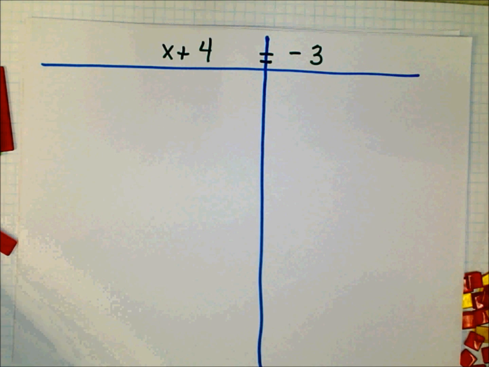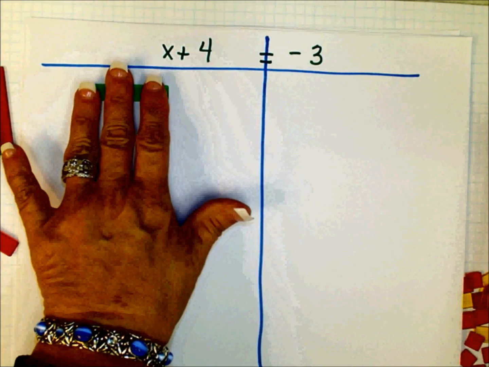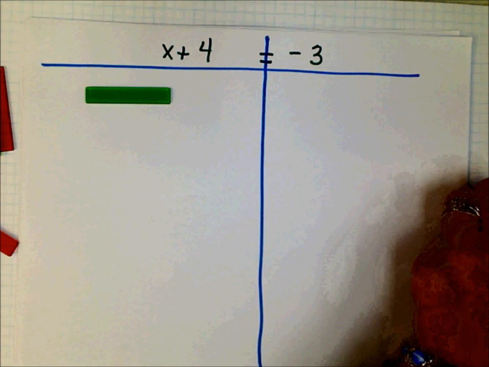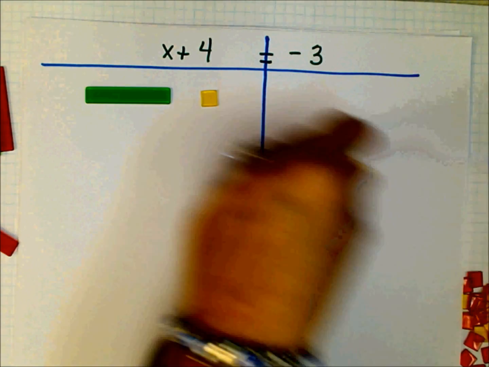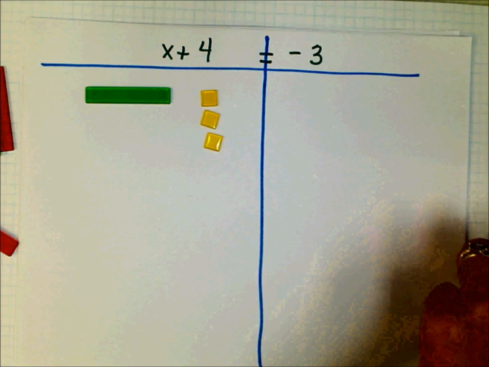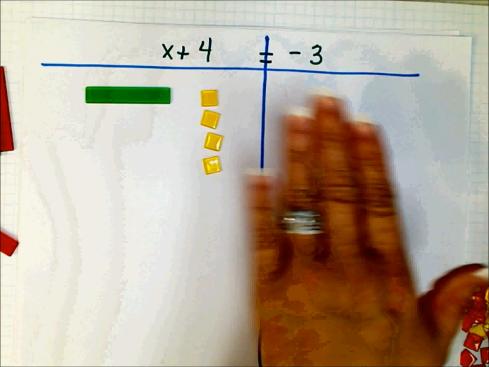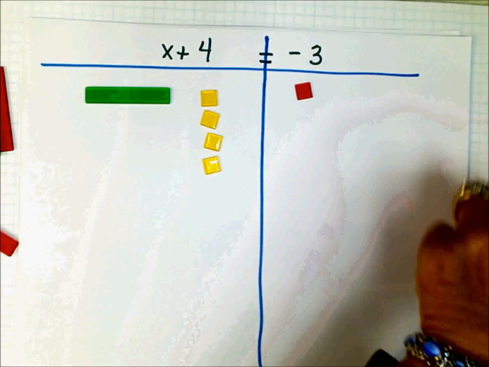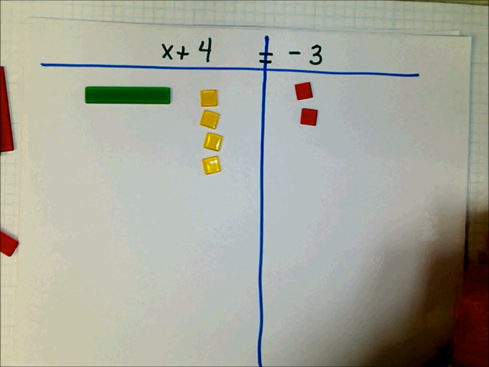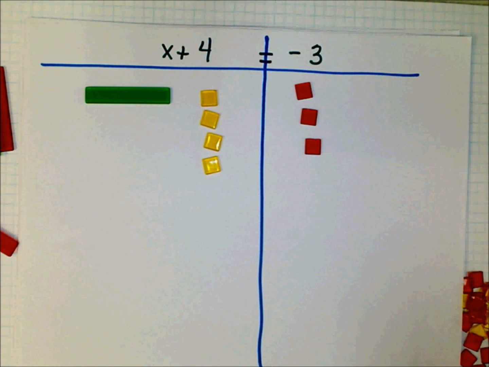So to begin with, we're going to model x, which we said was a green long rectangle, and a positive 4. Okay? So that means I'm going to put 4 yellow tiles here. So then I have modeled x plus 4 on the left-hand side. On the right-hand side, I need negative 3, and the negatives, we remember, are the red ones. So we're going to place that there. Now, we have modeled x plus 4 equal negative 3.